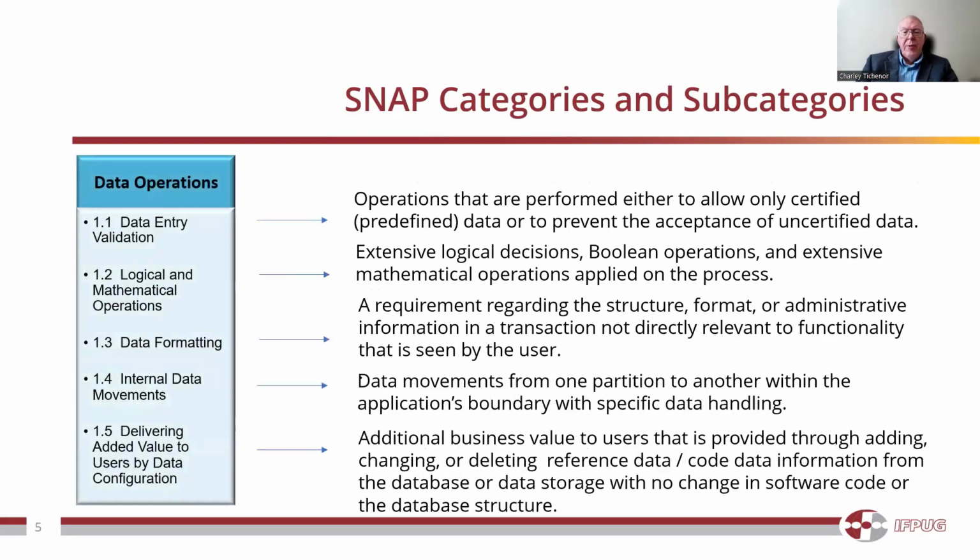So here are the definitions of each of the subcategories of data operations. I'm not going to read all of these to you, but as an example, in subcategory 1.2, this is where we have sizing algorithms. And the next video will be an example of how to size algorithms. This is important in algorithmic intensive software because algorithms are not counted in function points, but they can require a lot of work effort and a lot of schedule time to develop.